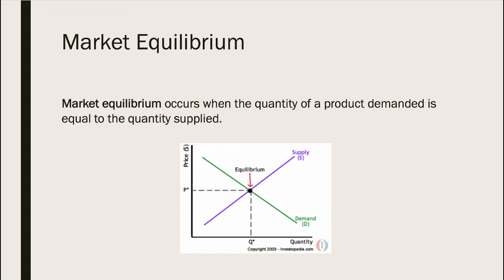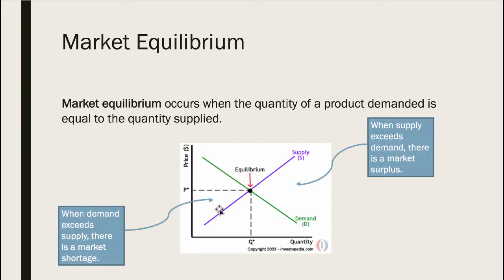Market equilibrium occurs when the quantity of a product demanded is equal to the quantity supplied. So we could see the equilibrium here. That's not to be confused with a break-even point. When we talked about cost, revenue, and profit, their intersection was called the break-even point. The break-even, remember, is when there is no profit. The equilibrium is different. The equilibrium is when the quantity demanded and supplied is equal. These terms are not to be used interchangeably. They mean different things.